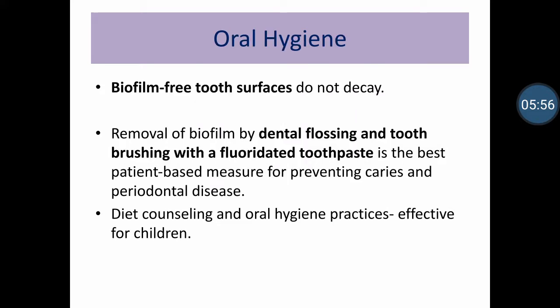So, here comes the next factor, that is oral hygiene. We all know oral hygiene practices help in removing the plaque that is formed on the tooth surface, thereby reducing the bacterial biofilm on the tooth substrate. As the tooth surfaces are free from biofilm, there won't be any decay. This removal of biofilm, usually done by dental flossing or tooth brushing with a fluoridated toothpaste, is the best patient-based measure which can be advised for preventing caries and periodontal disease as well. Even for children, effective diet counseling and oral hygiene practices will help in preventing caries.